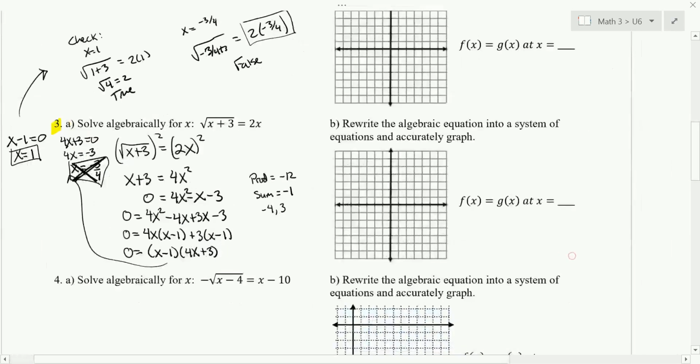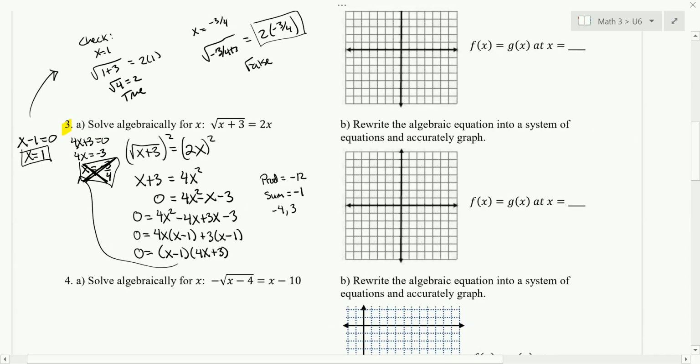In part B, we rewrite the algebraic equation into a system of equations. Let's let f of x be the left side of the equation, which is square root of x plus 3, and g of x be the right side of the equation, which is 2 times x. G of x is just a line with a y-intercept at 0 and a slope of 2, so up 2, right 1.